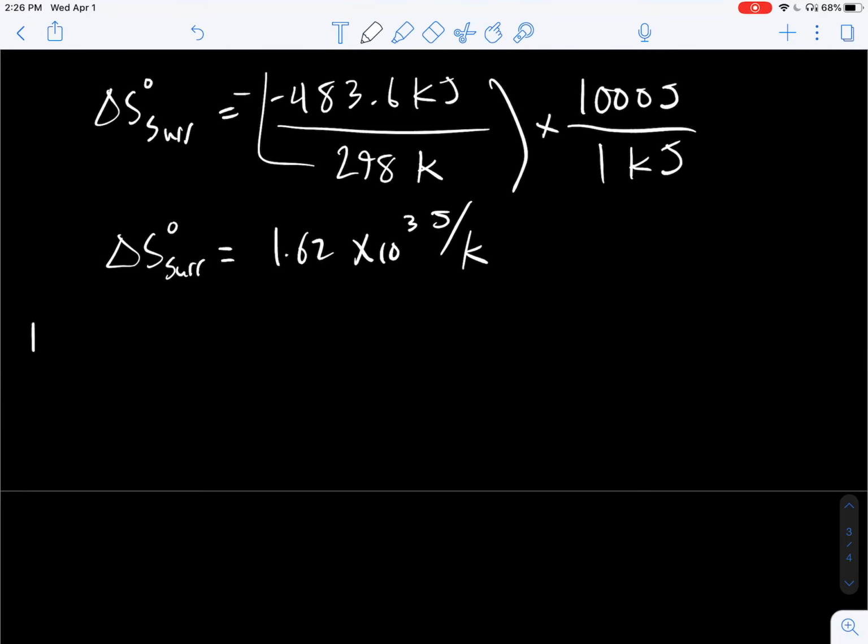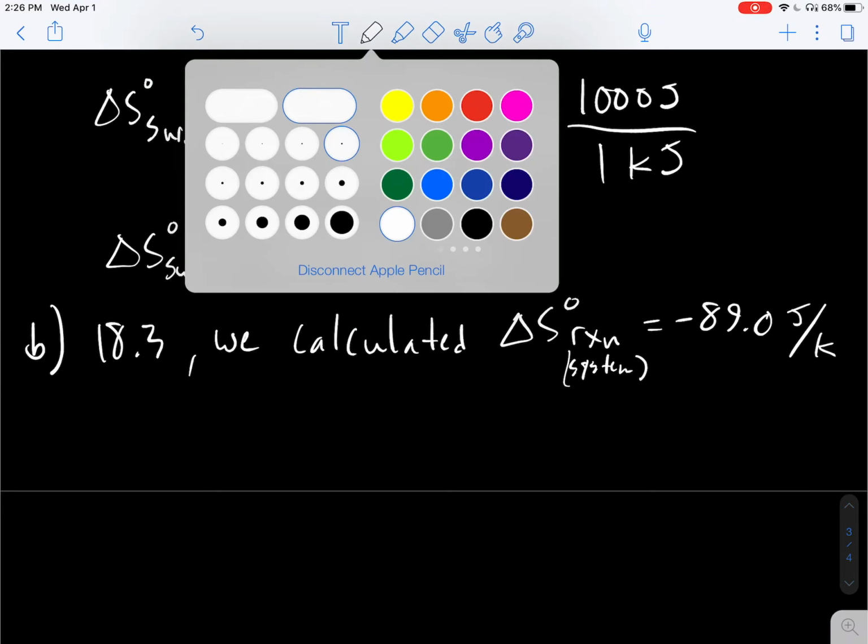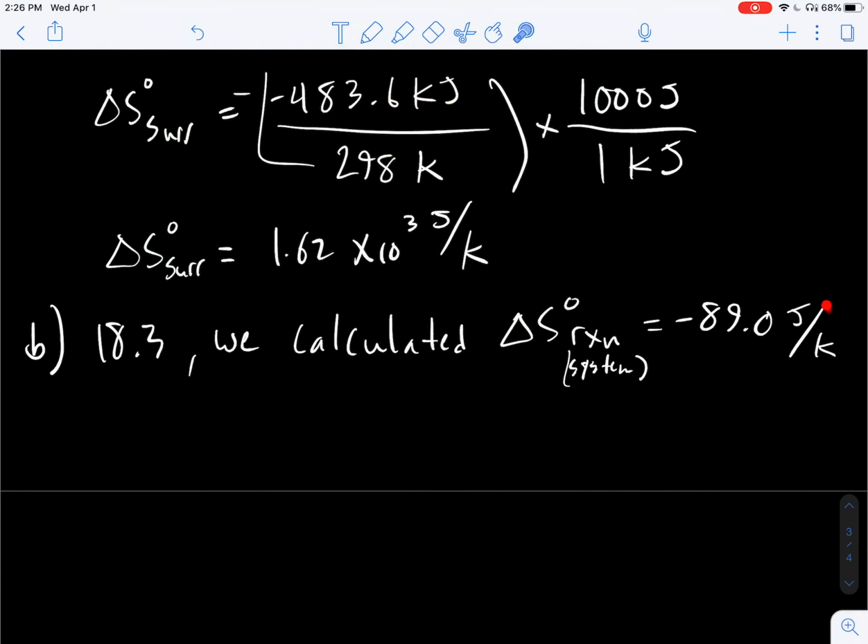Okay, so B. And back to 18.3, we calculated, you can check the last video, delta S of the reaction or system. It was negative 89.0 joules per Kelvin. So the entropy of the actual reaction itself also increased in its randomness.